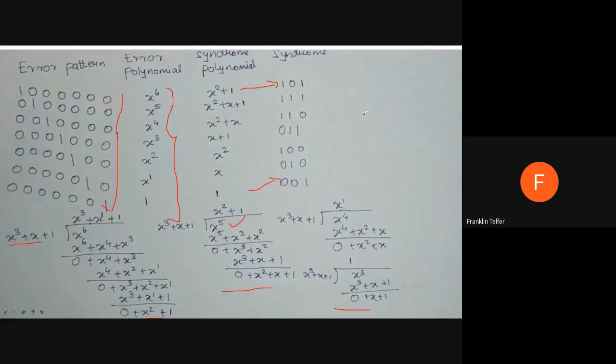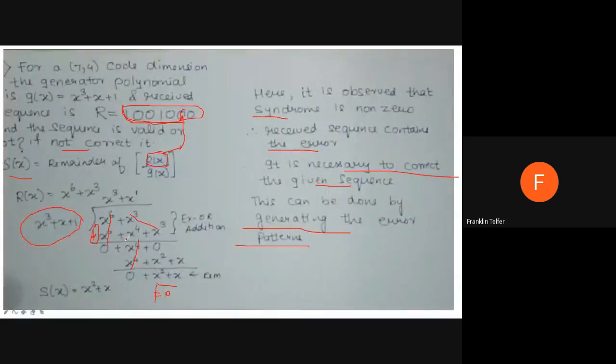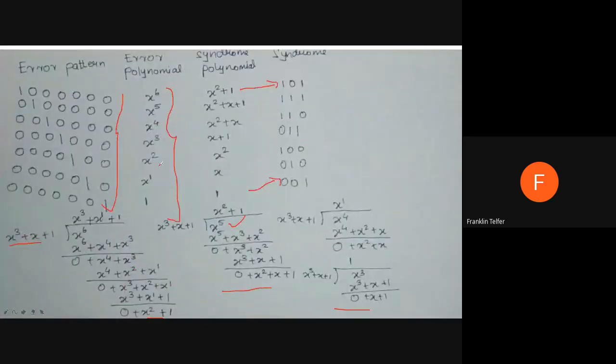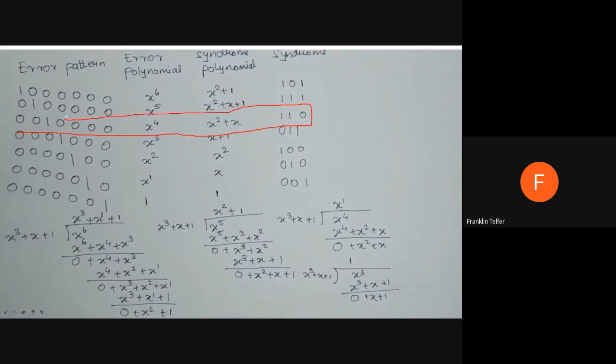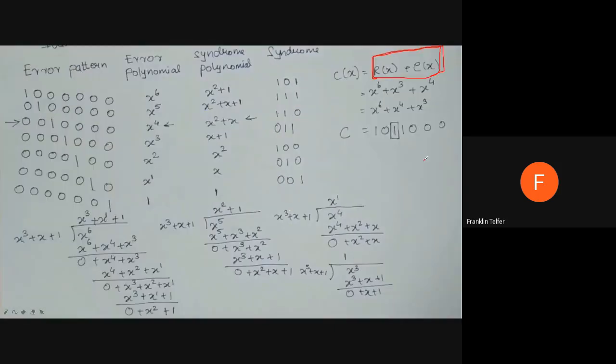For this we got x square plus x. That's the pattern, right? So where is x square plus x? At this junction, you see here, this is where you have x square plus x. This is the remainder which you got. So we can estimate that our error may lie on this bit position, x power 4. So you have to add that x power 4 here, that error pattern. So x power 6 plus x power 4 plus x power 2.